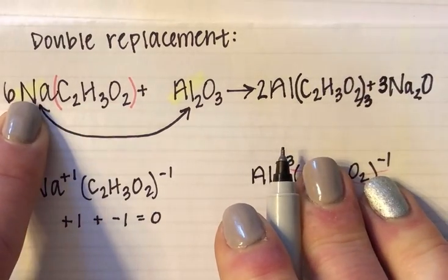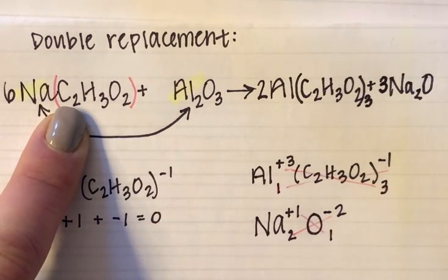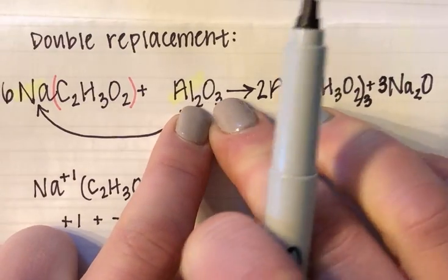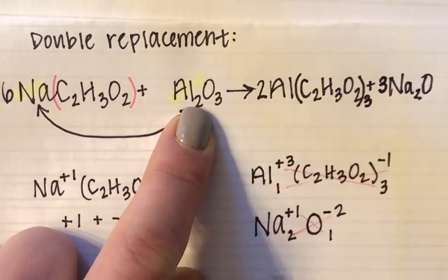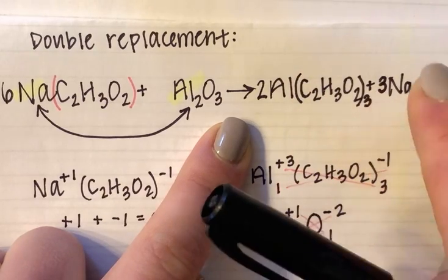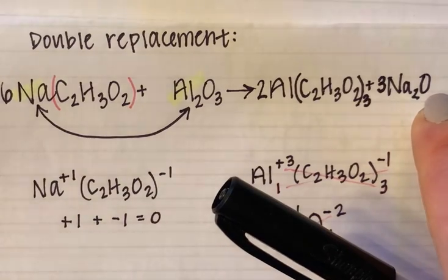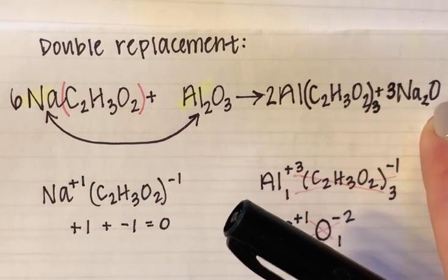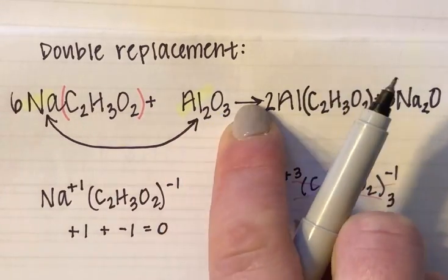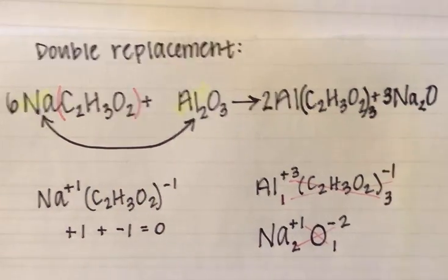So far we've made sure that sodium, acetate, and aluminum are balanced. Now let's check just the oxygen, not the oxygen in the acetate, just this oxygen here. I've got 3 on the reactant side. If I go over to the product side, ignore the acetate, 3 times this oxygen gives me 3 on the product side, so we're balanced there as well. So our total reaction is 6 sodium acetate plus 1 aluminum oxide yields 2 aluminum acetates plus 3 sodium oxide.